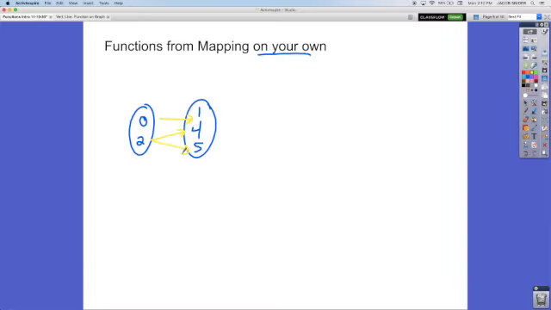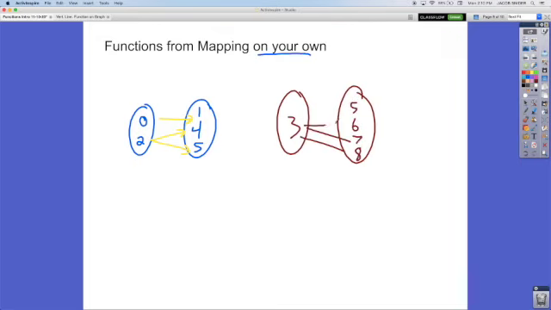Okay, think about my ordered pairs there if you want to. Here you go. I got 0, 1. I got 2 that goes to 4, and 2 that also goes to 5. That makes it not a function.